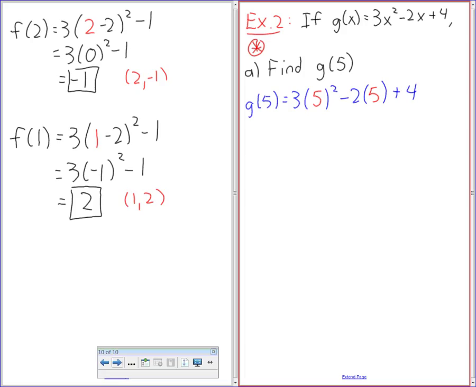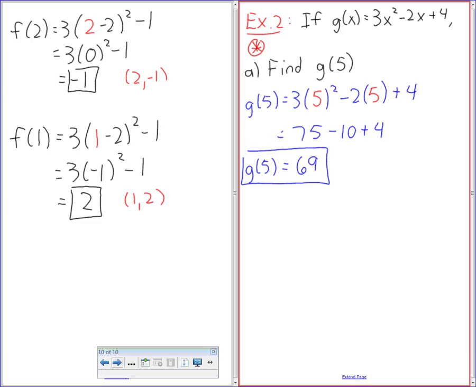Okay, so it's just a simple replacement of where you saw an x, you plug in a 5, just like a regular substitution there. Calculator boy: 3 times 25 is 75, minus 10 plus 4, which is 69. Is that right? Can we confirm that? Okay.